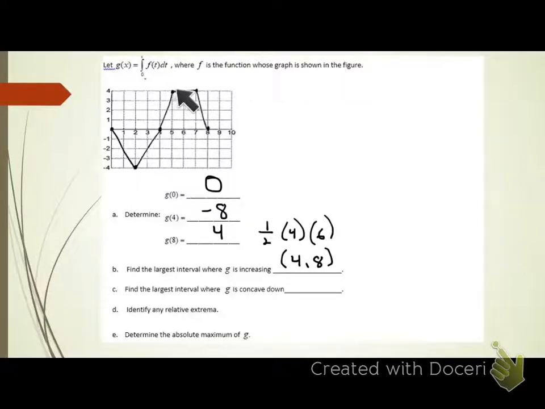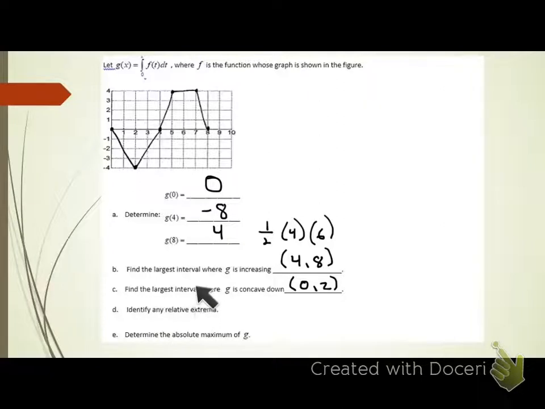concave up, nothing, concave down. So what's the largest interval? From 0 to 2. It's also concave down where? 7 to 8. Okay. All right, I think you were thinking this part.